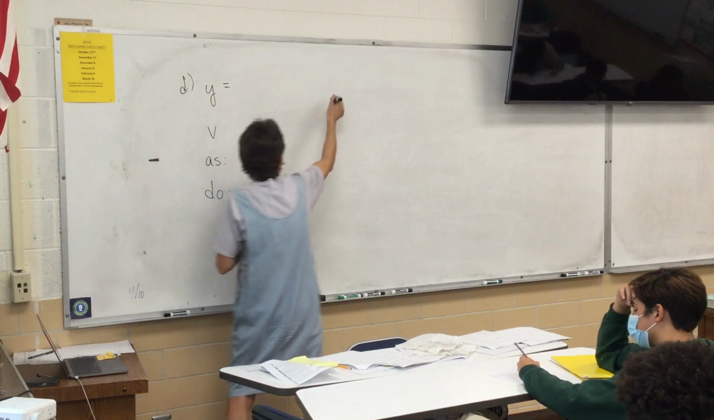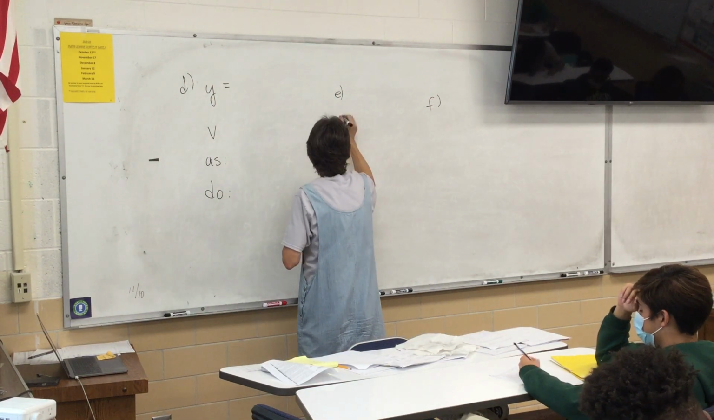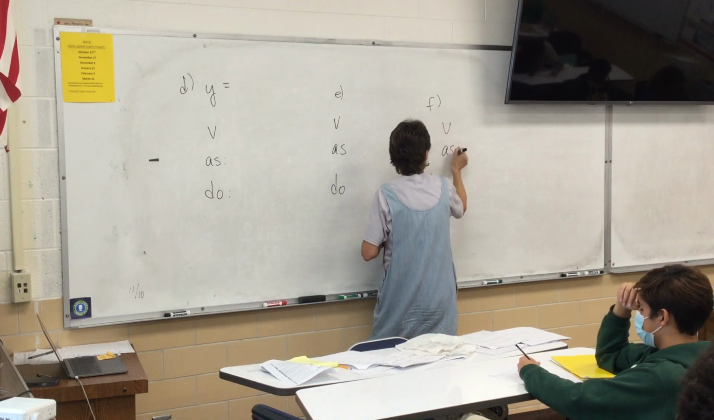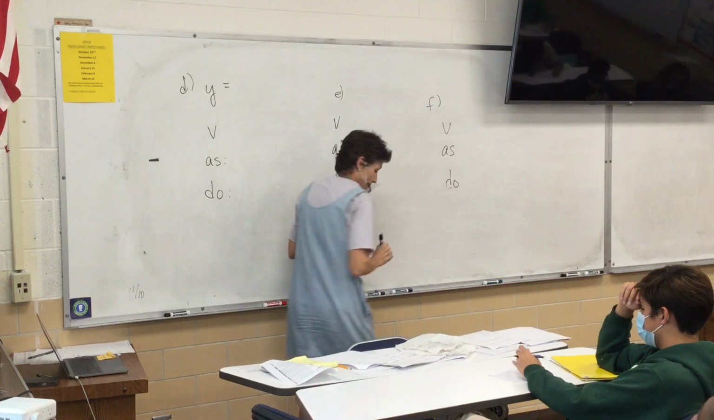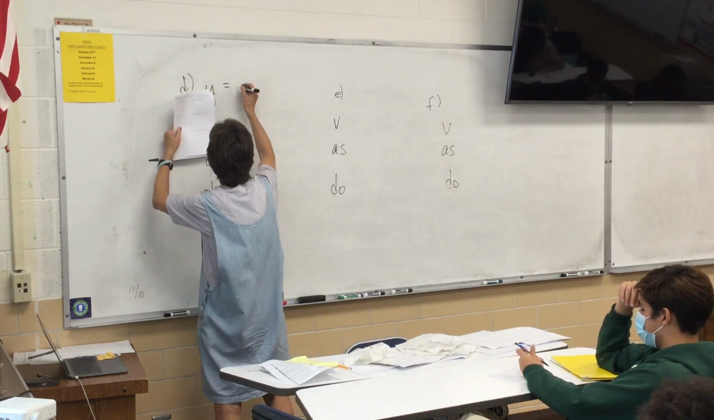So we're doing D, E, and F. Finding vertex, axis of symmetry, direction of opening. You're doing them by yourself or with your partner?